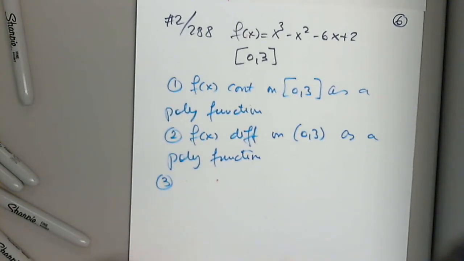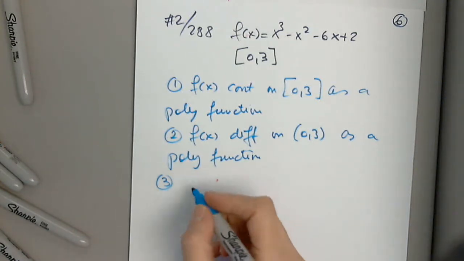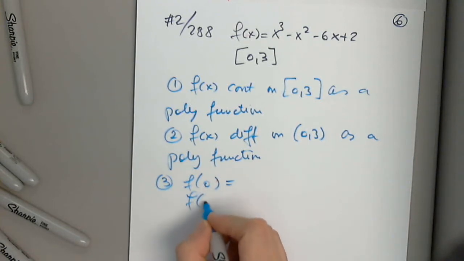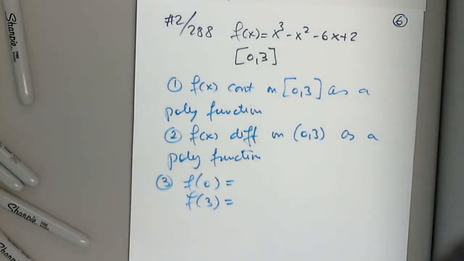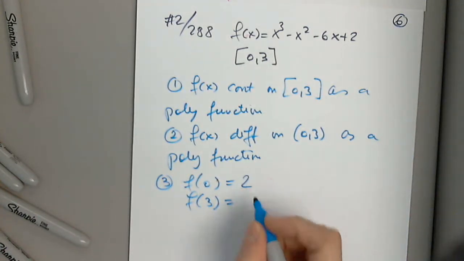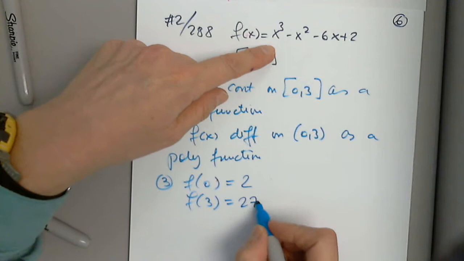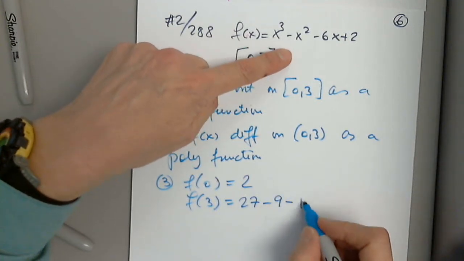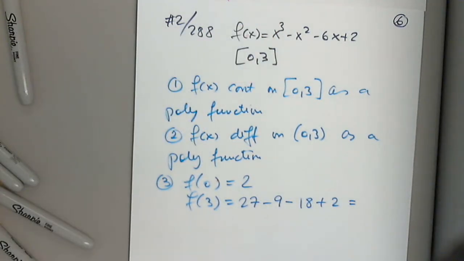Now condition number 3. If condition number 3 is not fulfilled, I will say, sorry, I cannot apply Rolle's theorem. So now I have to find f of 0, and I have to find f of 3. If they're not the same, I'll say, sorry, Rolle's theorem is not applicable here. How much is f of 0? 2, very good. How much is f of 3? 27 minus 9 minus 18 plus 2, which is 2. So, are all 3 conditions fulfilled?